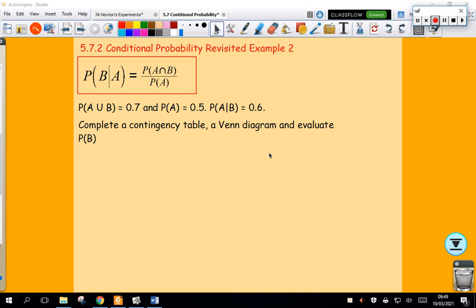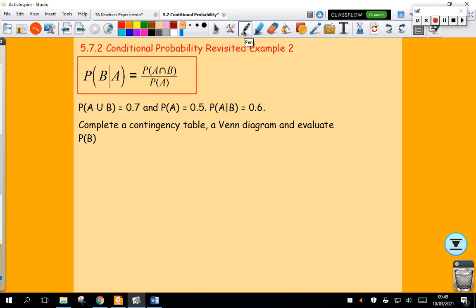Okay, in this class I'm going to continue our work on conditional probability and look at another example. Remember, we've derived this formula for conditional probability in previous classes. Make sure you are up to date on all that. So we're just looking at an example here.